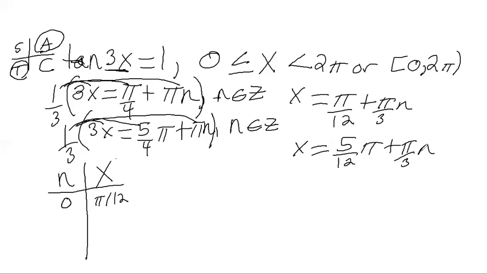All right. And then look at the second equation. If I try to do -1 here, will that work? Well, let's see. If n is -1, that'd be 5 pi over 12 minus pi over 3, which winds up giving me 5 pi over 12 minus 4 pi over 12, which is pi over 12, the same thing as here. But if I plug in 0 here, I get 5/12 pi.